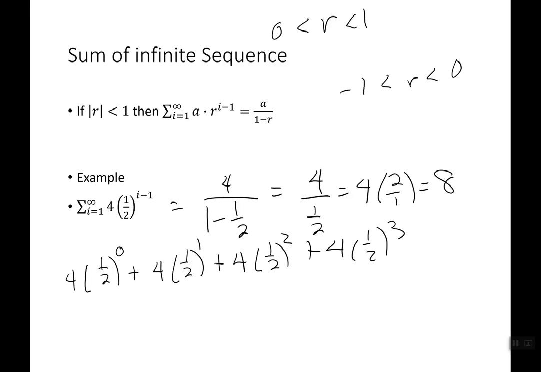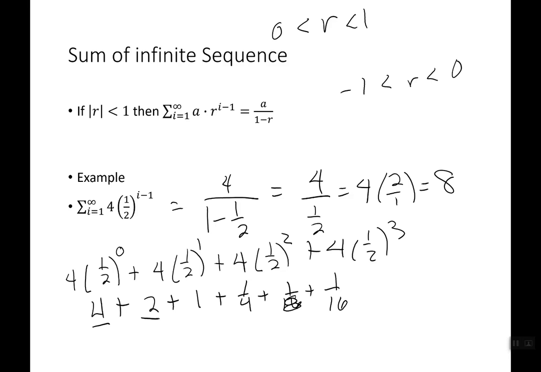What's happening over time is this half is making it small. So the first term is 4, and the next one, 4 over 1/2, is 2, and then this is 4 over 4th, which is 1, then it's a 4th, and then it's 1 over 8, and then 1 over 16. So it's getting smaller and smaller.